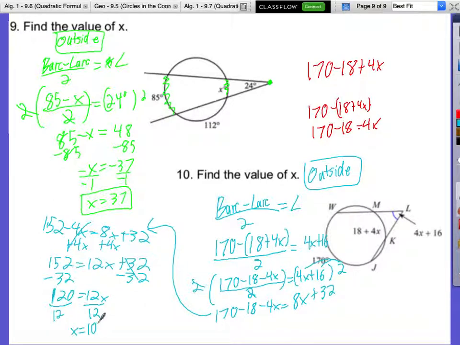Us to find an angle, would we plug it back in? Yeah, we could. Right now, we're just asked to find x. Questions on that?